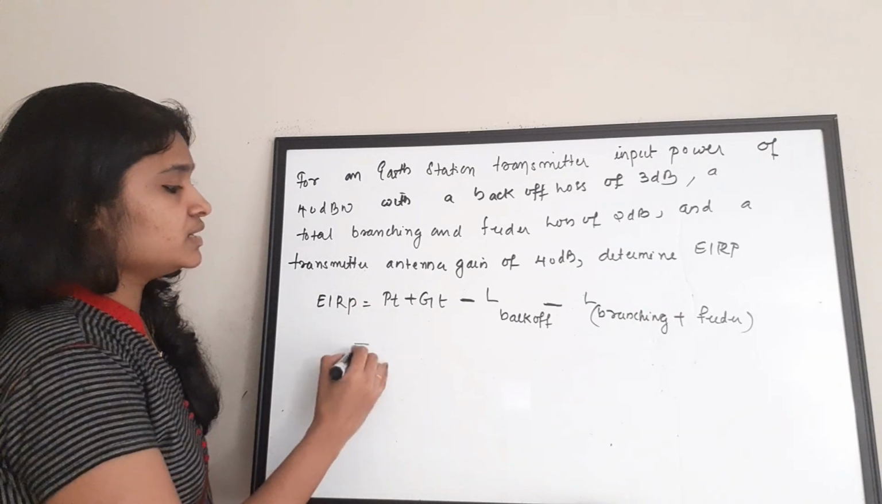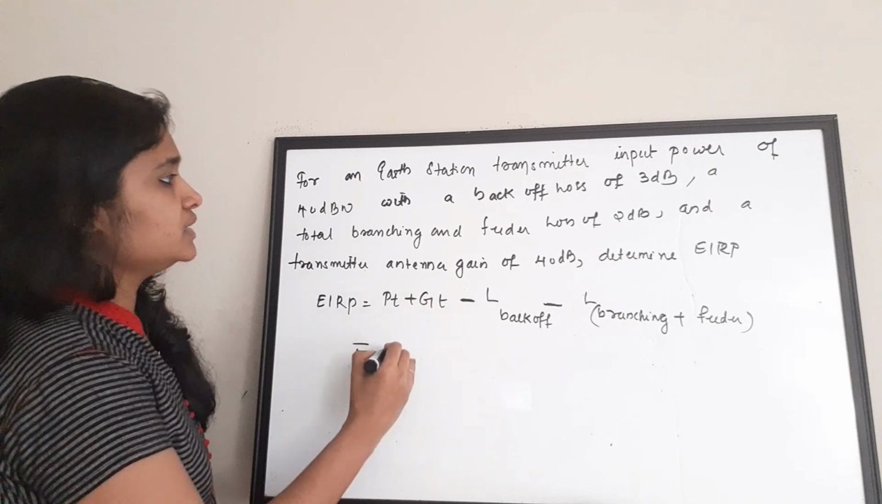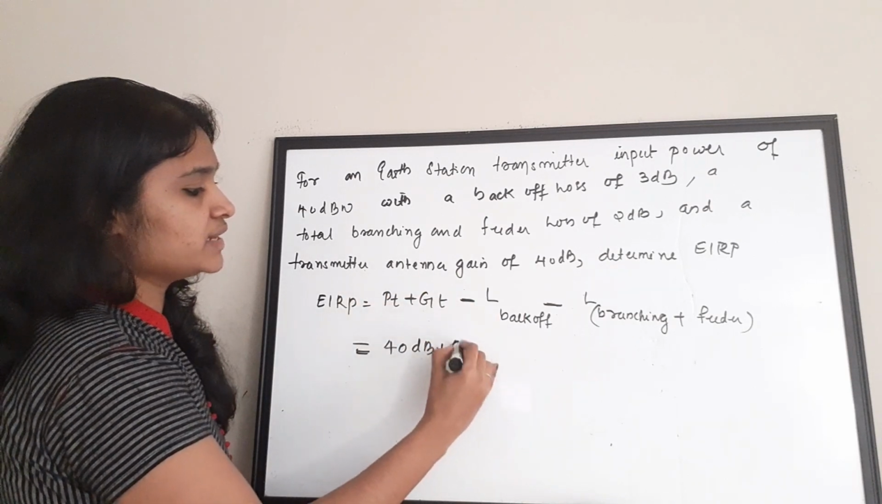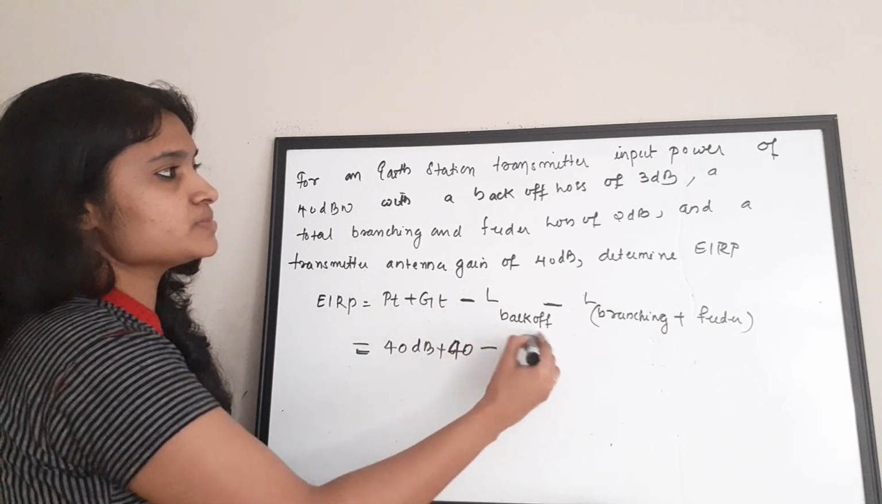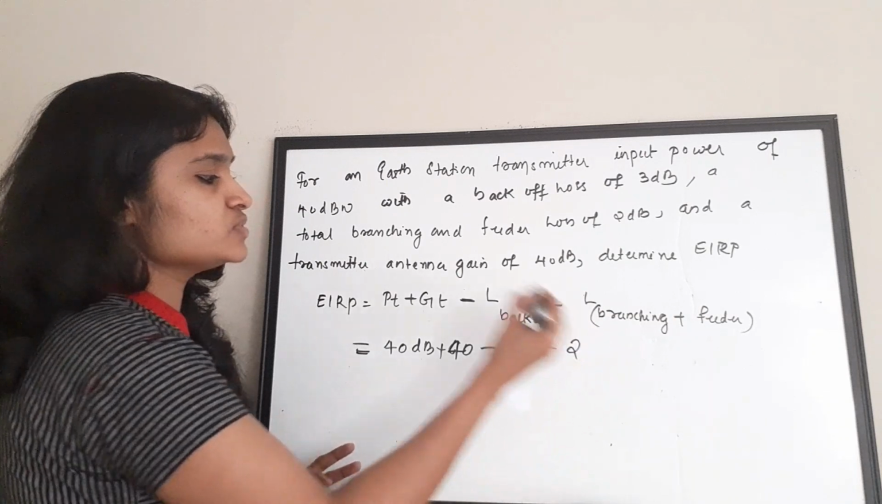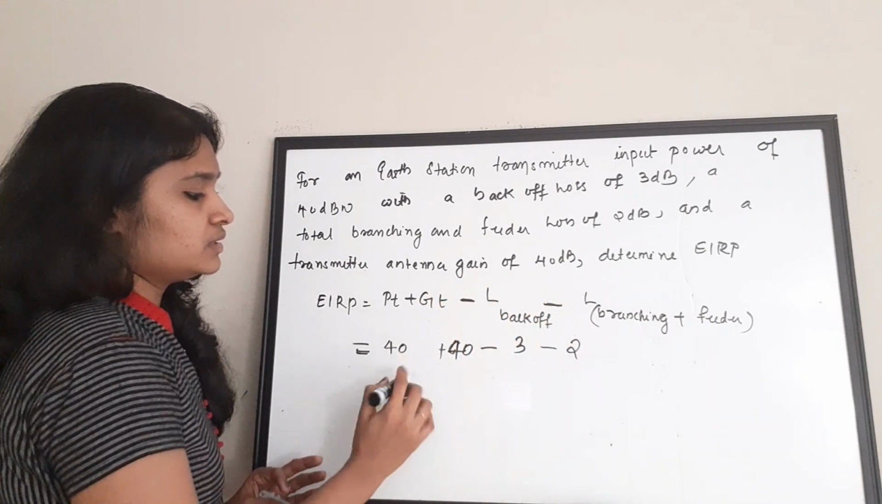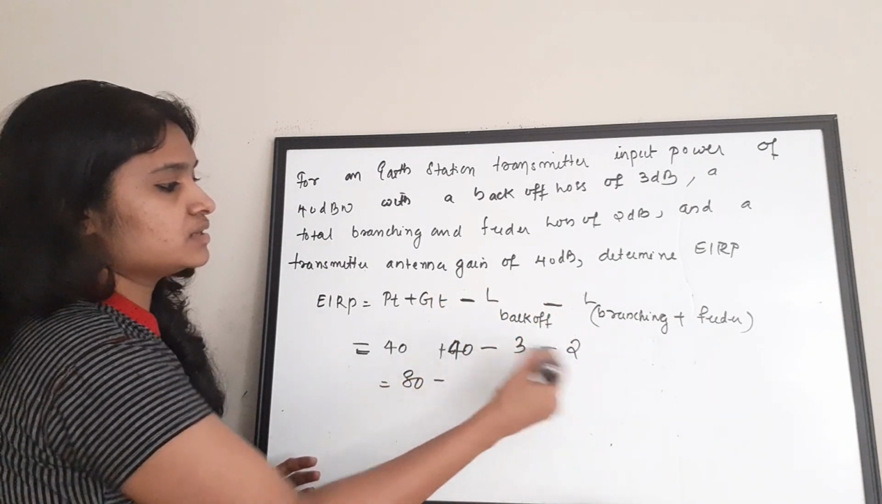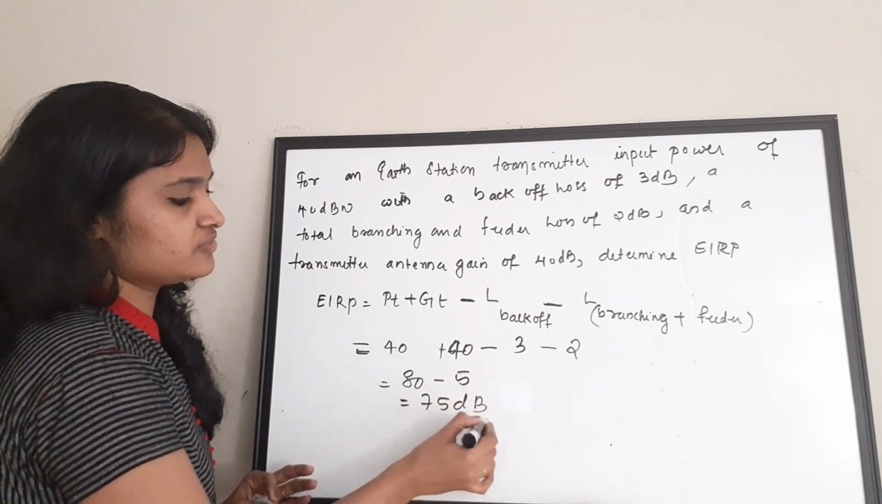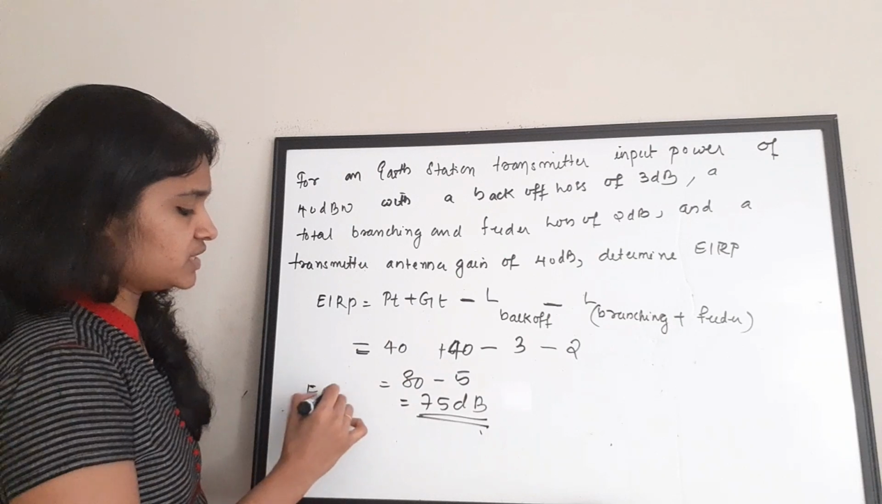So here, what is the transmitted power? It is 40 dB, plus gain is again 40, minus back off loss is 3 dB. All the values are given in dB, so you just have to subtract. That is 80 minus 3 plus 2, which is 5. So the value is 75 dB, the value of EIRP.